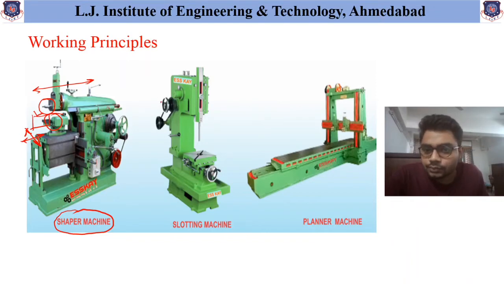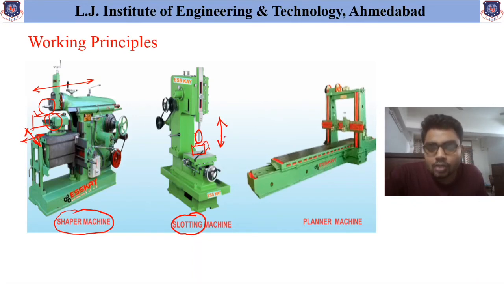Now another working principle is for the Slotter machine. In this Slotter machine the tool is attached over here, and at the bottom side the workpiece is attached. To generate particular slots or keyways, reciprocating motion in this vertical direction, or up and down movement of the tool, is necessary in the case of the Slotter machine.